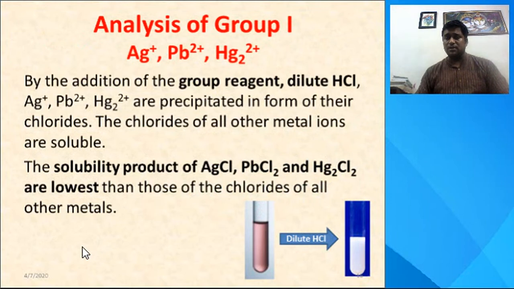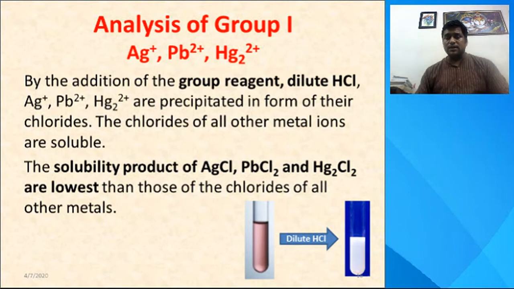We start from group 1 cations. The group reagent is dilute HCl. If you add dilute HCl, the group reagent, into the original solution, white precipitates of silver chloride, lead chloride and mercurous chloride will be formed if the cations of the first group are present. What does it suggest? The solubility products of these chlorides, silver chloride, lead chloride and mercurous chloride, are lower than the solubility products of the chlorides of the rest of the metals present in the mixture.